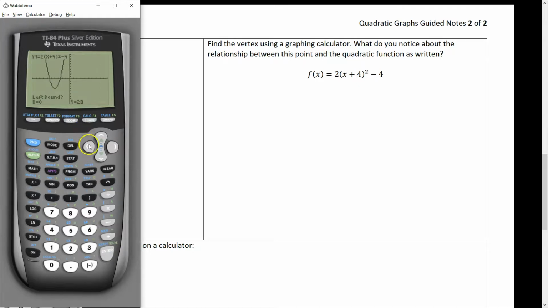And then you need to tell your calculator where to look. So left bound, you want to pick any point to the left of where you can see that minimum is. So over here is fine. Right bound is over here. Any point to the right of that minimum. And then it's going to ask for a guess, and then you're going to hit enter one more time. And then I get -4. So make sure you can reproduce that result on your calculator.